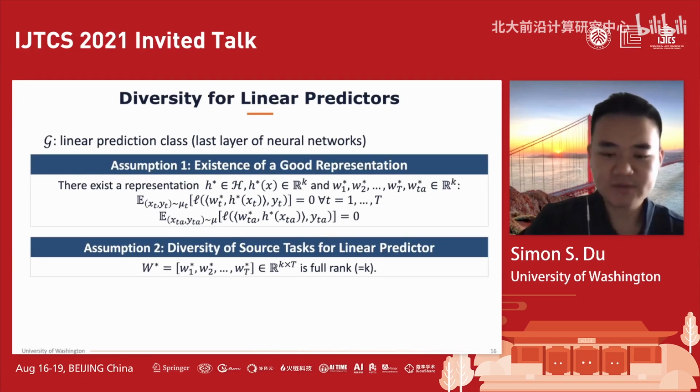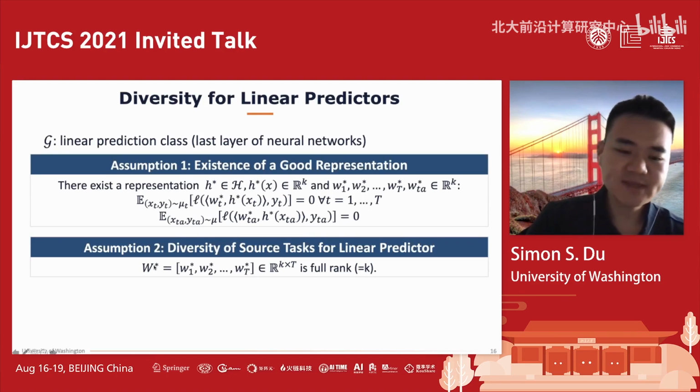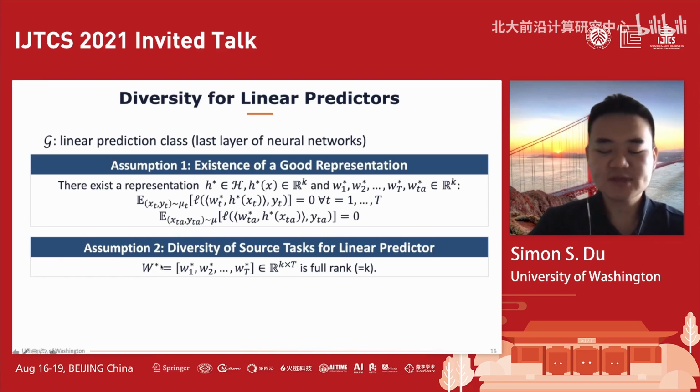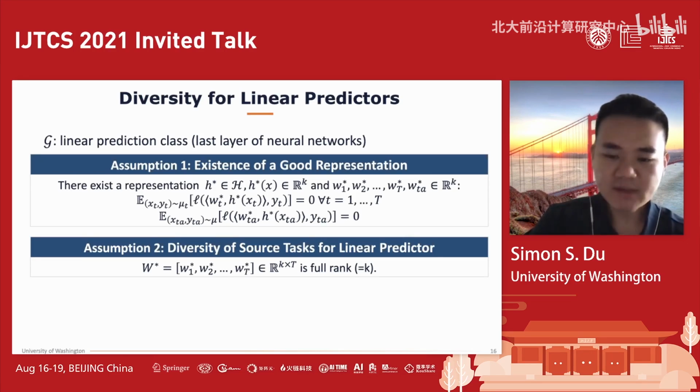It's the diversity of the source text. Here we view the diversity as the following. Let's say this big W star is a concatenation of all the source text. So W1 star to W big T star is a matrix of size K by big T. We assume this matrix is of full rank.